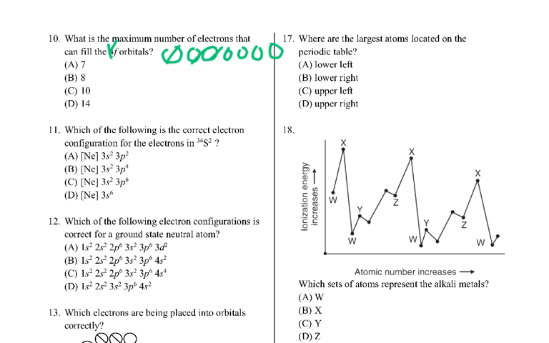And so we have 1, 2, 3, 4, 5, 6, 7, 8, 9, 10, 11, 12, 13, 14. You can always get 14 electrons in any of the f orbitals.